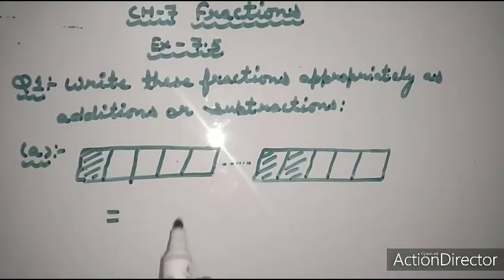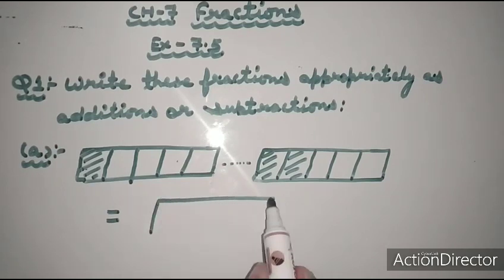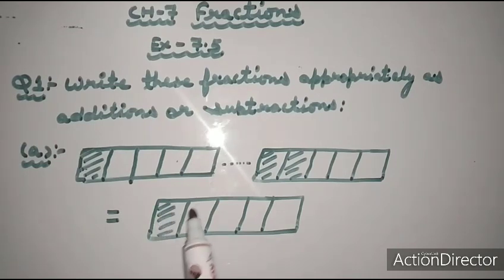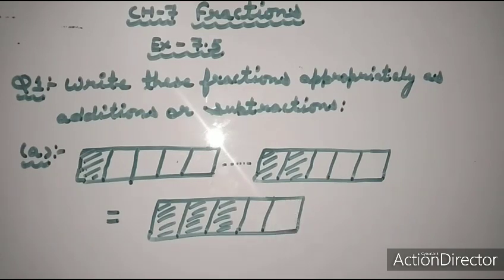and equal to, there is another rectangular box given here. The total parts are 5 and 3 parts are shaded out of 5 parts. Now students, the question is, what symbol do we use in this dotted part? When we add the shaded parts 1 and 2, we get 3 parts. So here we use the plus symbol.